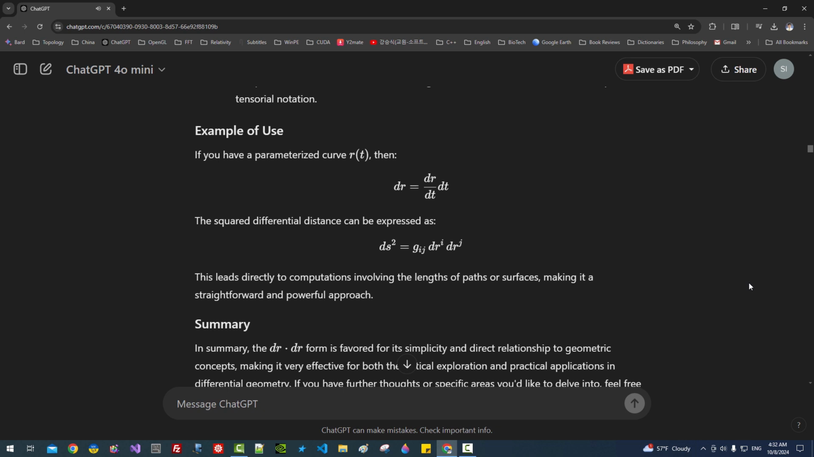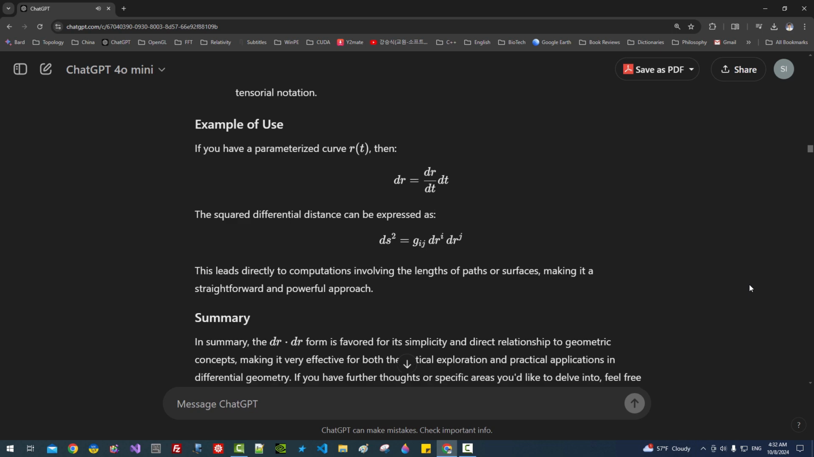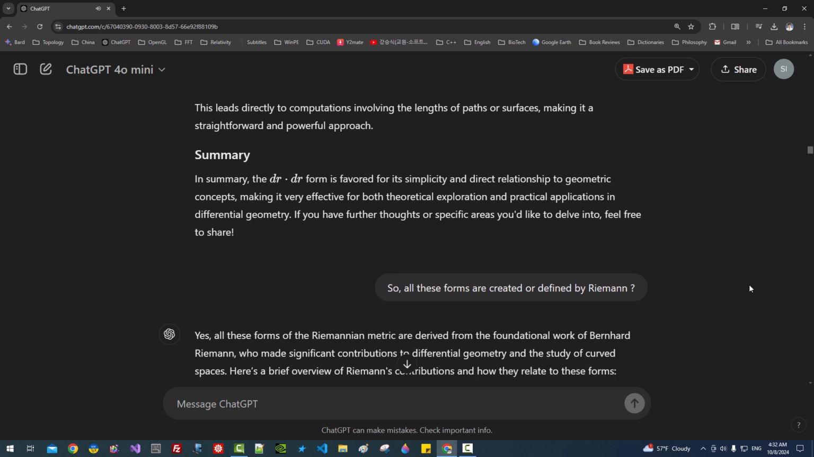Example of use. If you have a parameterized curve, r(t), then dr equals (dr/dt) dt. The squared differential distance can be expressed as ds squared equals g_ij dr^i dr^j. This leads directly to computations involving the lengths of paths or surfaces, making it a straightforward and powerful approach. In summary, the dr form is favored for its simplicity and direct relationship to geometric concepts, making it very effective for both theoretical exploration and practical applications in differential geometry. If you have further thoughts or specific areas you'd like to delve into, feel free to share.